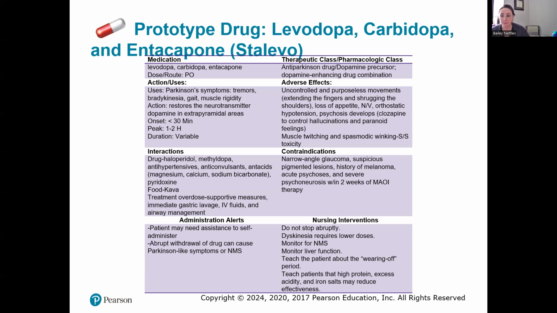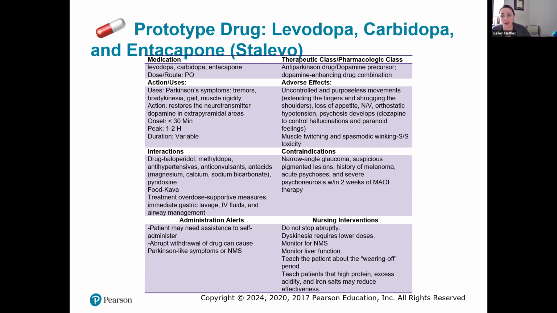Adverse effects: uncontrolled and purposeless movements. And we still have spasticity, but spasticity is not the same as uncontrolled movement. Spasticity has to do with, when I want to pick this up, I can't control and steady my hand. Uncontrolled movements are the extending of the fingers, the shrugging of the shoulders. There's no purpose for it. It just happens. It's just a side effect.